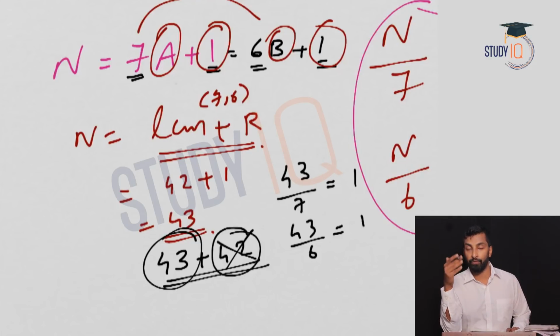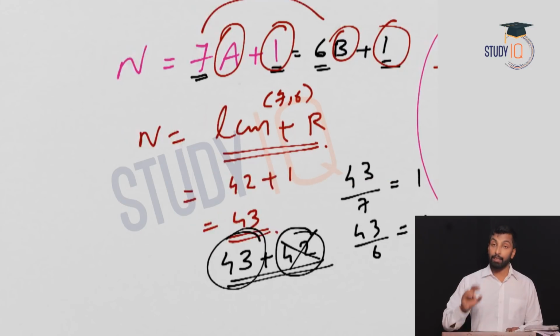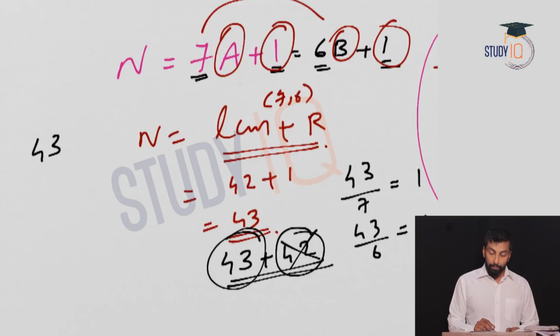So if you keep on adding 42, there is no change in the remainder. Why? Because 42 is the LCM of 7 and 6. So you keep on dividing by 7 and 6, and it leaves the same remainder 1 in all cases. If I ask you the first possible number, that is 43. The second possible number, 43 plus 42, that is 85. Third number, again add 42.